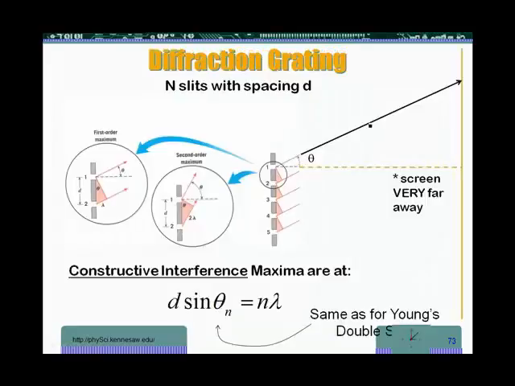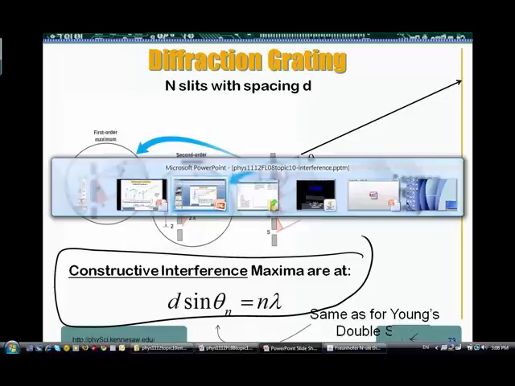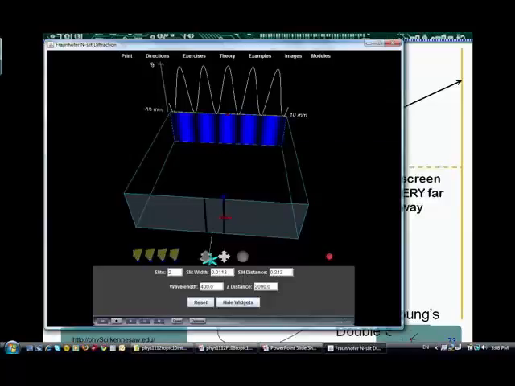Now the key here, we still have the same equation: d sine theta is equal to n lambda. The same equation as for a double slit experiment. That's the equation that we use for identifying the position of the principal maxima. Now I'm going to use WebTop again to demonstrate what happens with multiple slits.